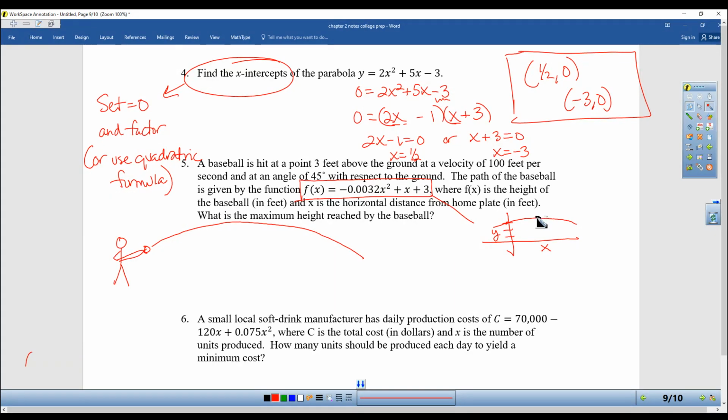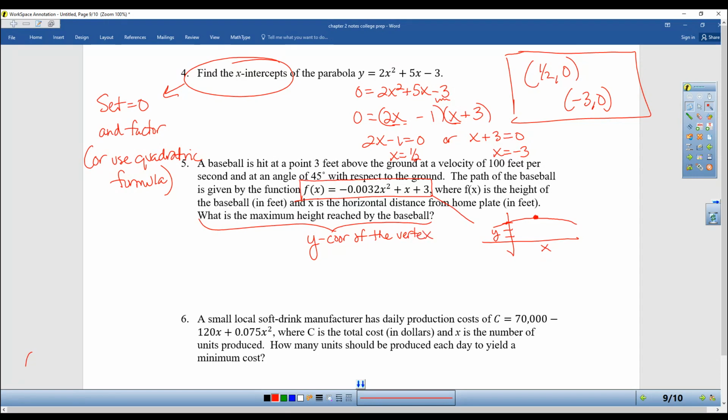What is the maximum height reached by the baseball? So if we illustrate it a little higher, then it's easier to see that it's a max, but it's a very, very subtle parabola. All those words, I just want to know the y-coordinate of the vertex. What is the maximum height reached by the baseball? It is the y-coordinate of the vertex.